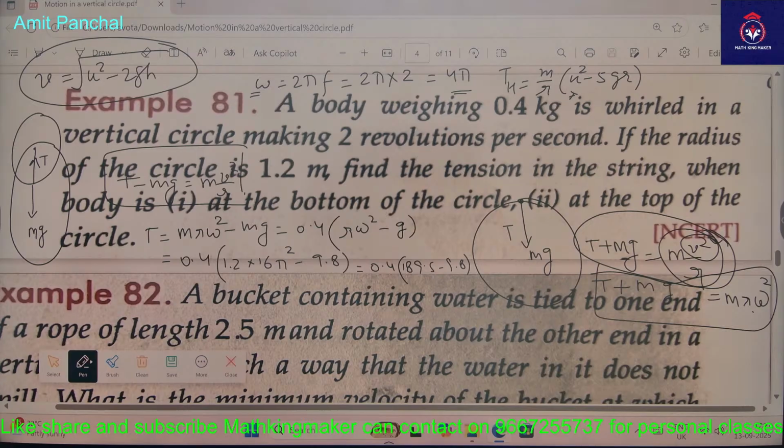Can you tell me the value for the answer for the highest one, sir? See, you are just confused with the formula. Don't mug up the formula, just learn the concept. At the top, T + mg will be equal to the centripetal force. At the bottom, T − mg will be equal to the centripetal force. That's all.